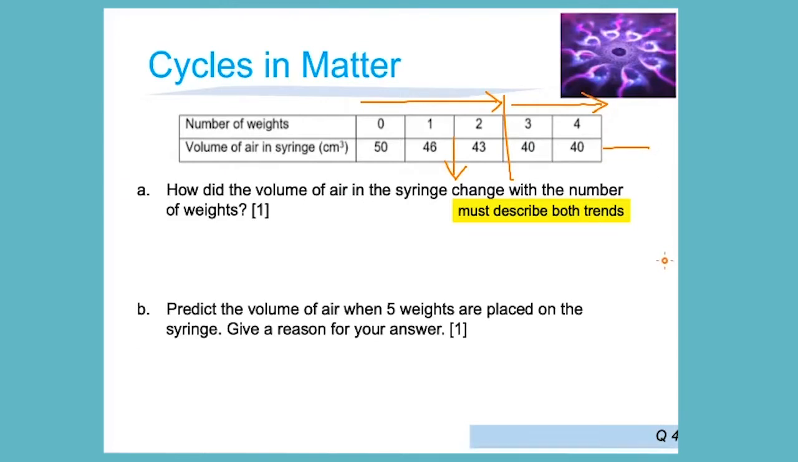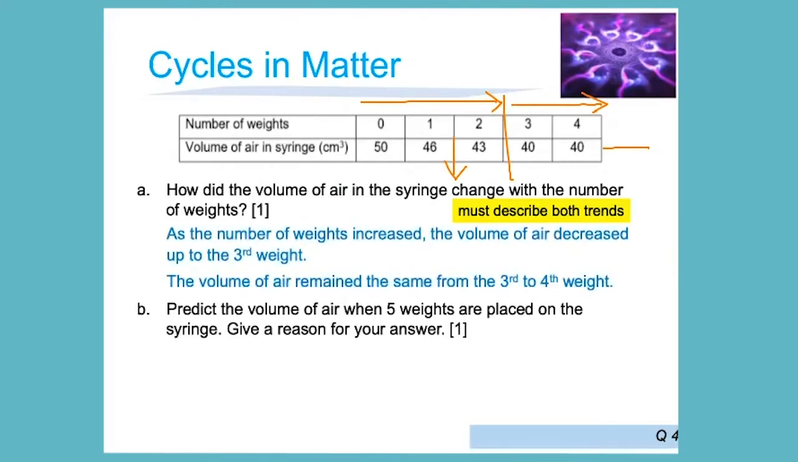So in your answer, I want you to check, did you describe 2 trends, or do you just state, oh, as the number of weights increase, the volume of air in the syringe decreases? Because that would not be a fair representation across all the number of weights. So a good answer would therefore describe, as the number of weights increase from 0 to 2, the volume of air will decrease up to the third weight.